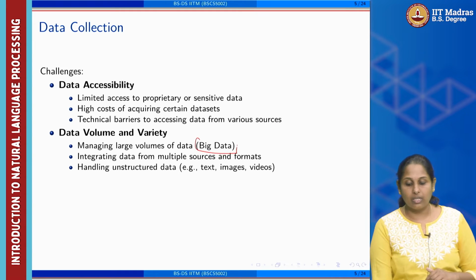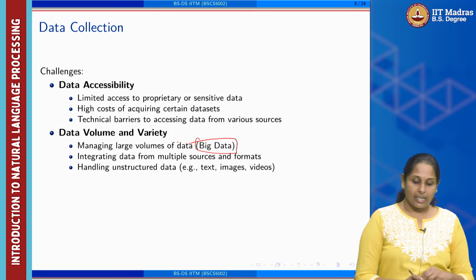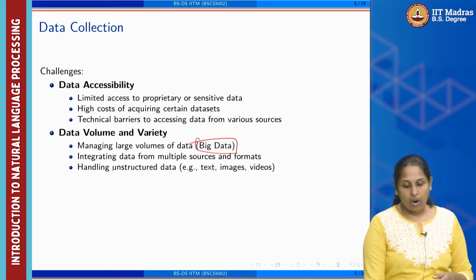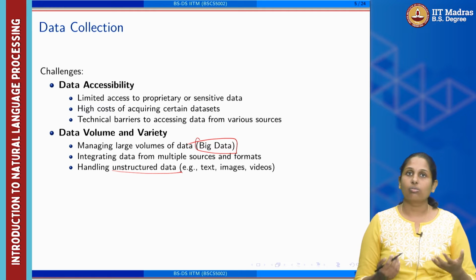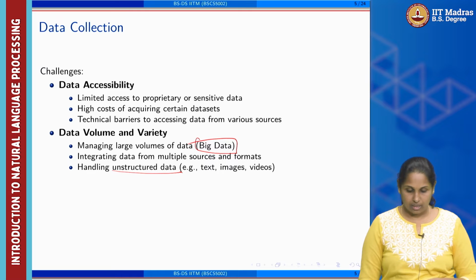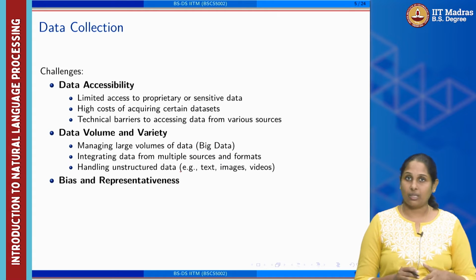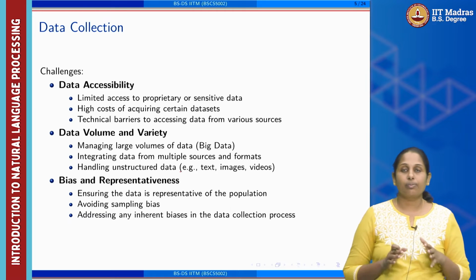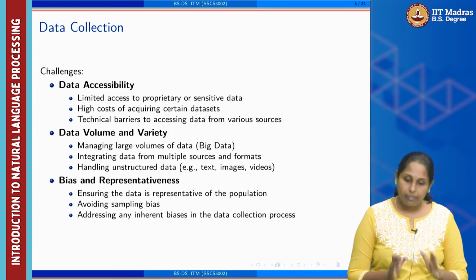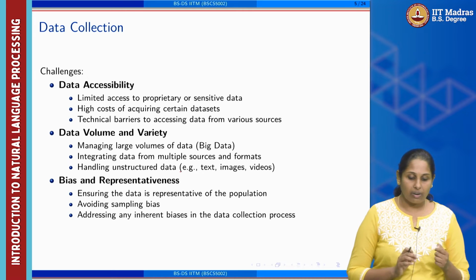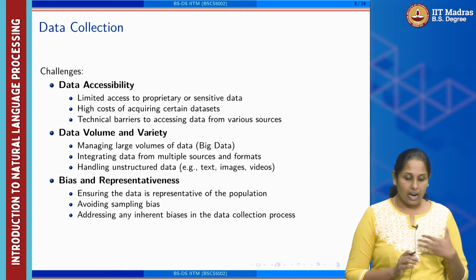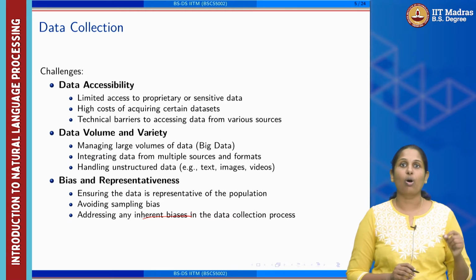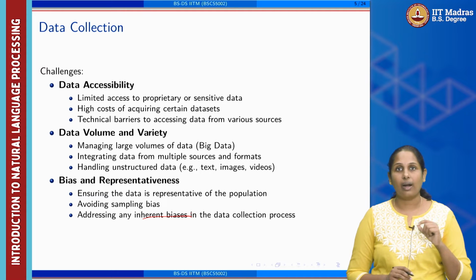Because NLP these days requires big data, right? And integrating this data from multiple sources and formats, and handling all the unstructured data, is also a difficult thing when we are collecting the data set. Important aspects in NLP these days are bias and representativeness, right? So we should ensure that the data is representative of the population, and also that it avoids bias, and we should address any inherent biases in the data collection process.